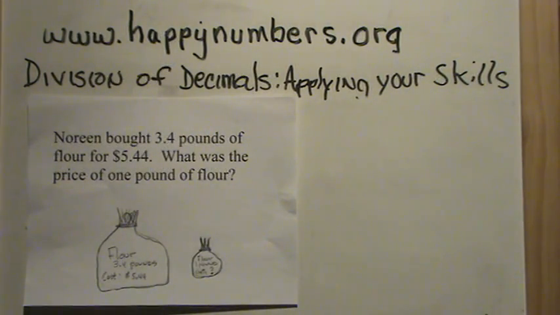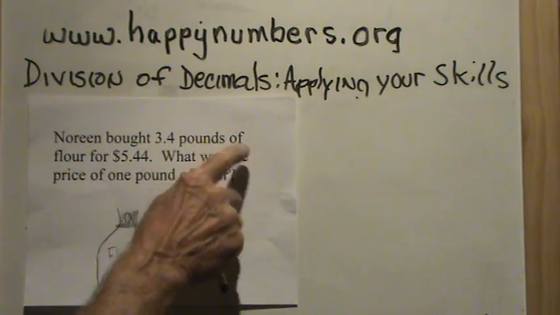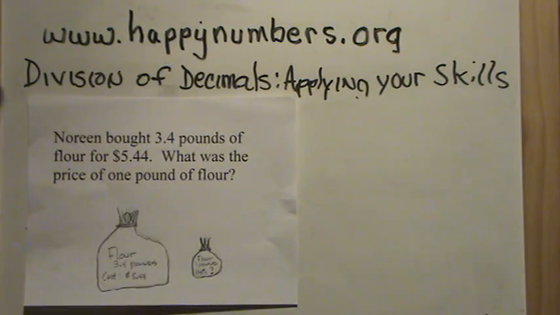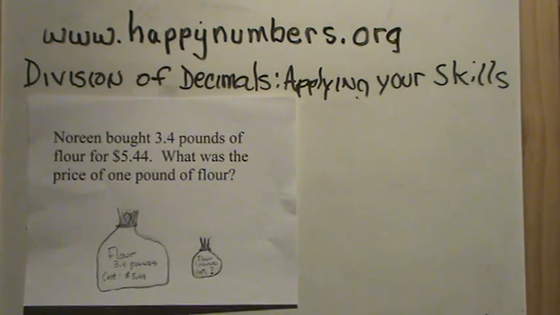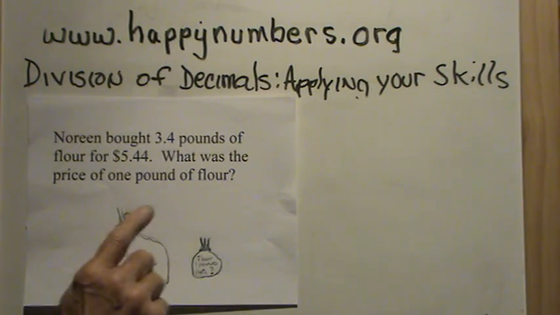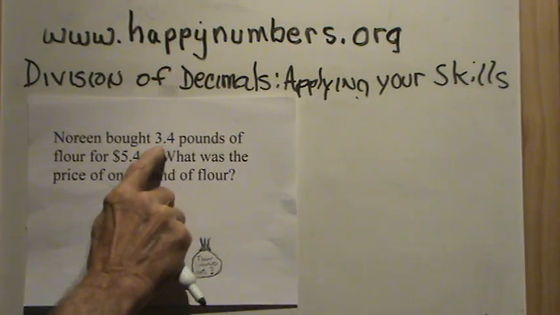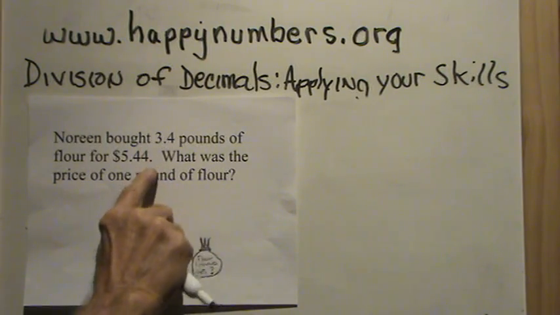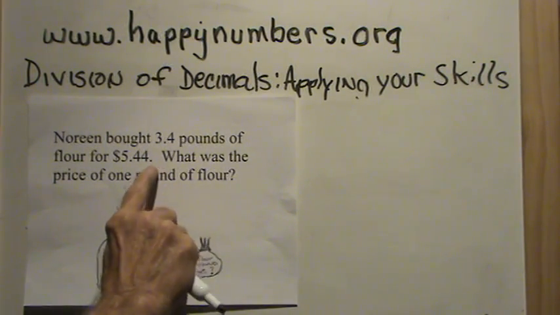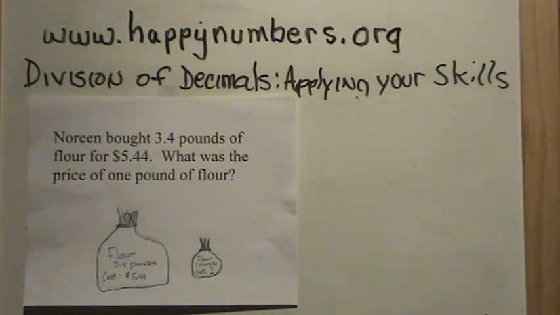Pardon my drawing of the sacks of flour. Okay, Noreen bought 3.4 pounds of flour for $5.44. What was the price of 1 pound of flour? Well, I'm going to ask you to put the DVD on pause or put the video on pause, work the problem, and then turn it back on. But keep in mind here now, we will be dividing a decimal into a decimal. And by the way, this is a period to end the sentence, so don't confuse that with the decimal right there. All right, put it on pause and work the problem and then turn it back on.